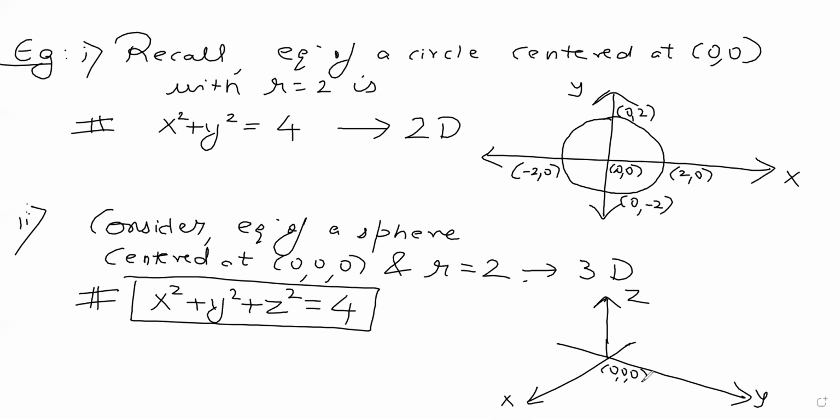And you will see that there is a disk around it. If you close your eyes and imagine, you can imagine a disk. Imagine that in the 3D space, there is a disk. So that disk will be nothing but a sphere. And what will be the points? This will be 2, 0, 0, 0, 2, 0, and this will be 0, 0, 2.